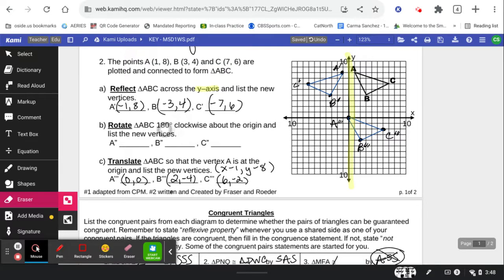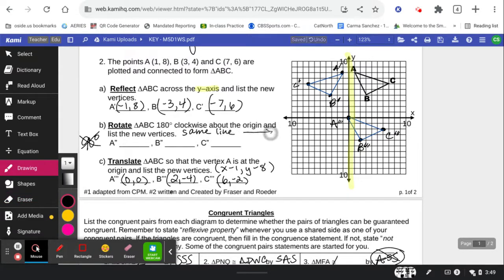Okay, rotating 180. Instead of doing a 90-degree rotation, like all of the ones we've practiced so far, we're doing a 180. A 90-degree, we need slopes and flipping the slopes. For 180, it needs to be on the same line. Can you picture a 180-degree line? And so same line means same slope. So let's go look. We want to do this around the origin.